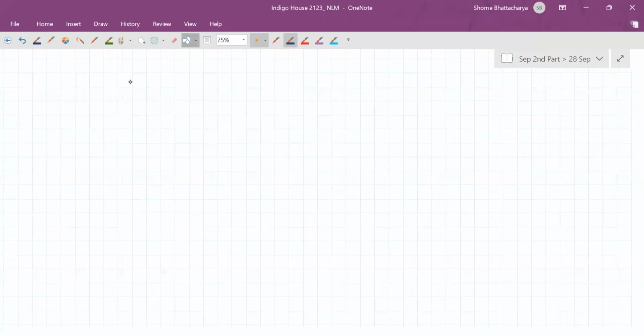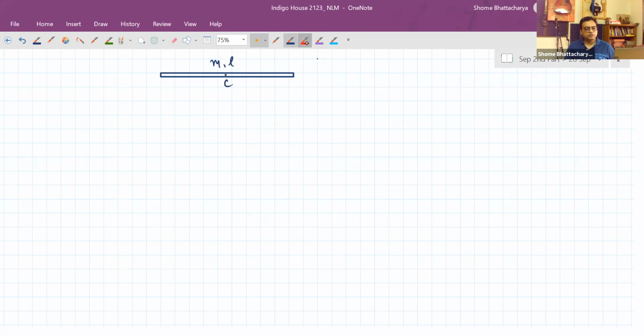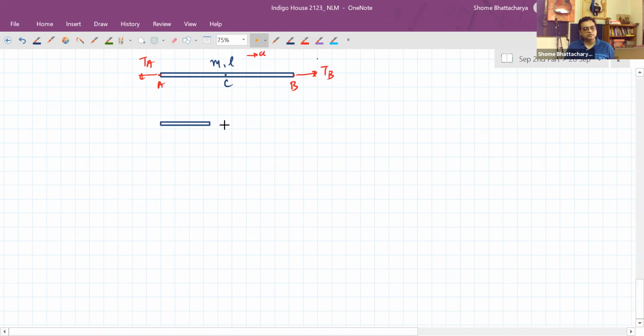So suppose this was the free body diagram of the entire rope. It's of mass m and length L, and this is the midpoint. And at this point B, it was being pulled with force equal to the tension at that end, and here it's being pulled back with the force equal to the tension at this end, at this acceleration A. Now imagine that you mentally cut this rope in two parts, and you're separately making an FBD of this part AC and separately making an FBD of the part BC.